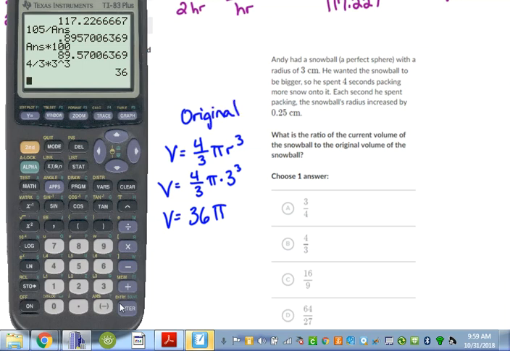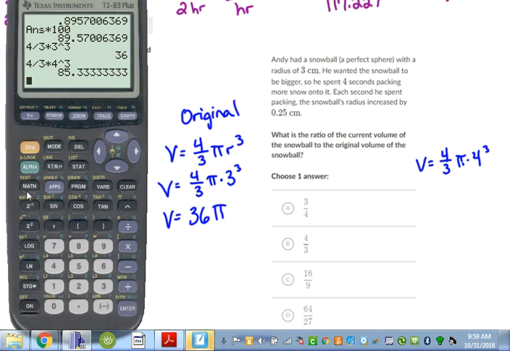Okay. Currently, volume 4/3 pi. What is the current radius? Be careful, that's what they want you to think. 4, because he spent 4 seconds packing, and each second the radius increased by 0.25 centimeters. So 0.25 centimeters 4 times adds an additional centimeter. So now the radius is 4. So 4/3 times 4 cubed.